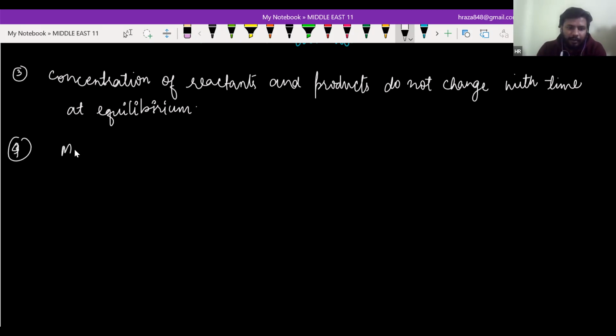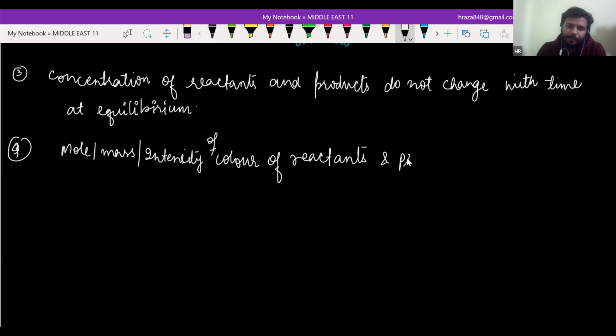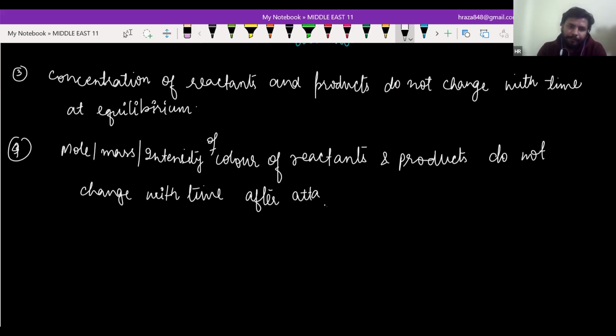The fourth point about equilibrium is that the moles, mass, or intensity of color of reactants and products do not change with time after attaining equilibrium. At equilibrium, these moles, mass, intensity of color of reactants as well as products do not change. They can be equal, but they must be constant. Their value should not change. Is that clear? Yes, sir.